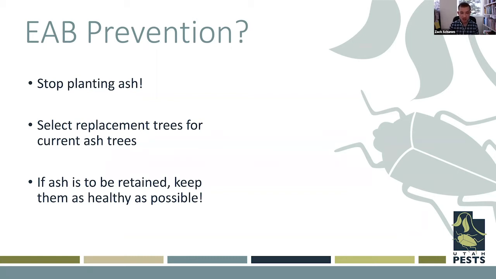So as with many insect pests, the less healthy the tree is, the more susceptible it's going to be to any sort of insect pest. Insects love stressed out trees. I can't stress that enough, no pun intended. So if you do retain ash, just keep it as healthy as possible.